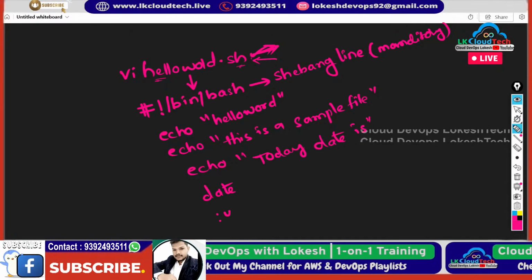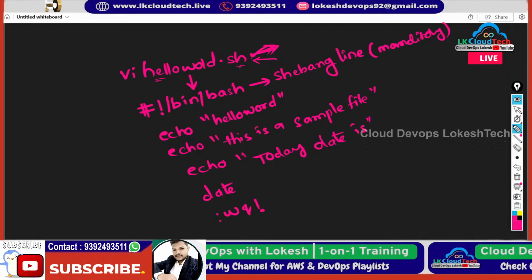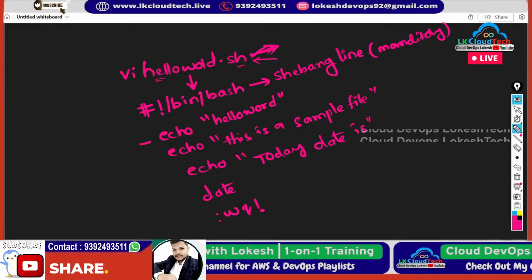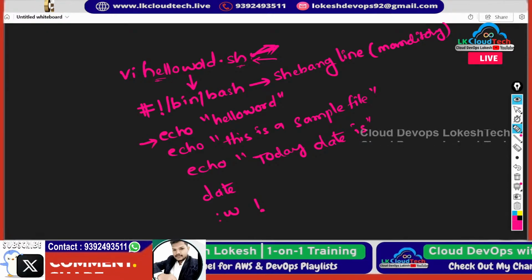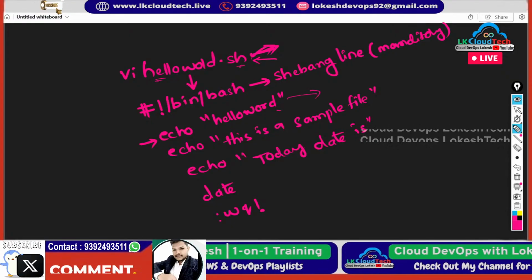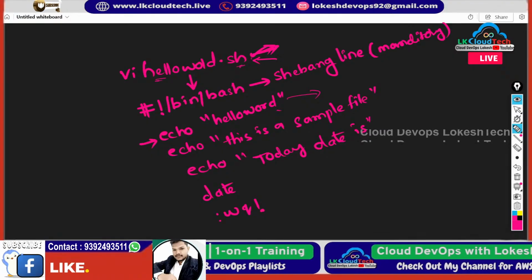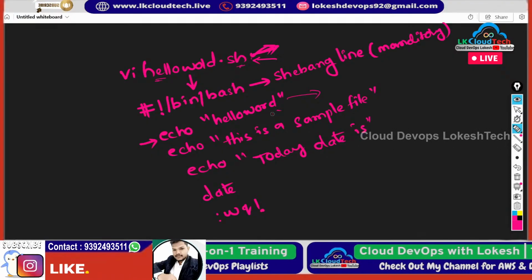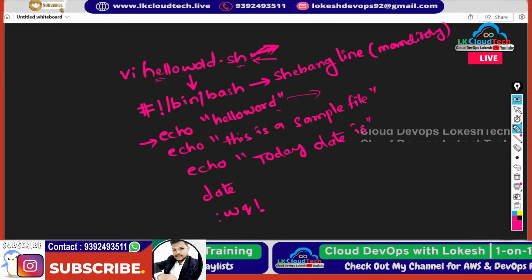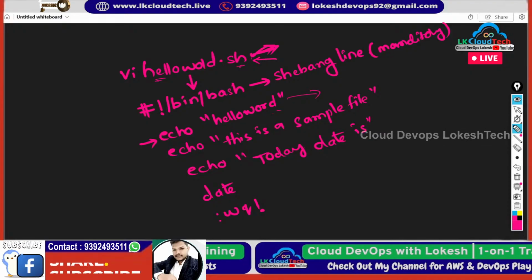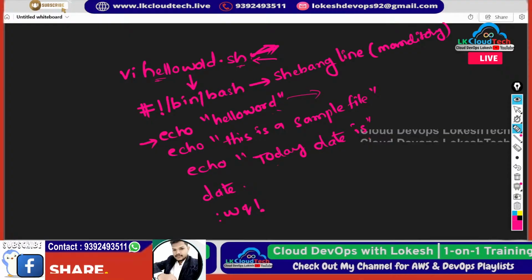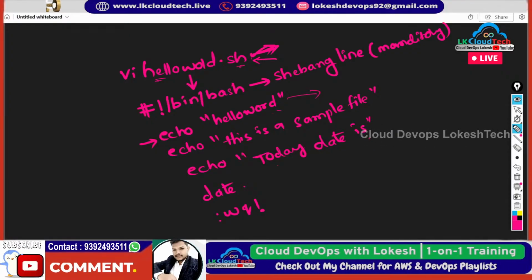Now you will save it like this. See here, what I have written is simple. This is one command. Generally, if something is just for display, whatever you give will reflect back. Echo hello world means it will print hello world only. Echo this is a sample file means it will print this is a sample file. Echo today date will just show whatever today's date is. That's it.